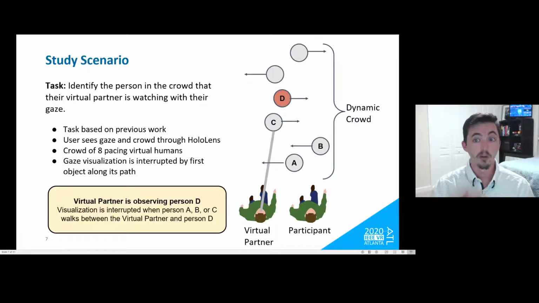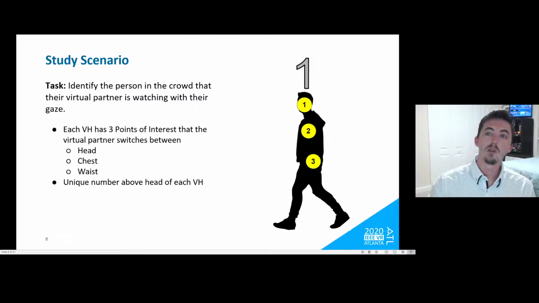To make things more difficult, this gaze visualization is based on depth. So it's going to intersect the first thing along that path between the virtual partner and the object it's actually looking at. So in our graphic here, we see that our virtual partner is observing person D. However, person C has stepped between the virtual partner and person D, so it will momentarily look as though he's watching person C, even though he's not. So it does make for a difficult task for our participants to try and figure out who this virtual partner is observing. We wanted to reuse this task for 2 different studies, which we'll present in this work.